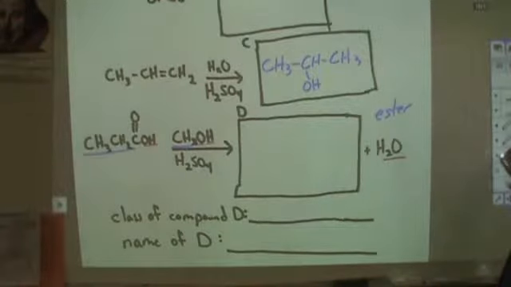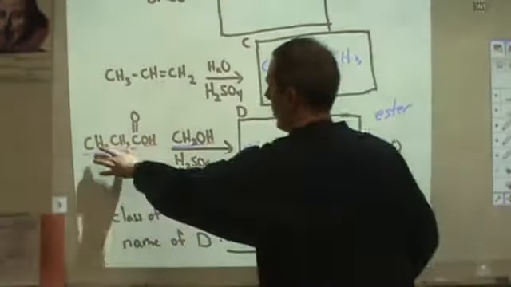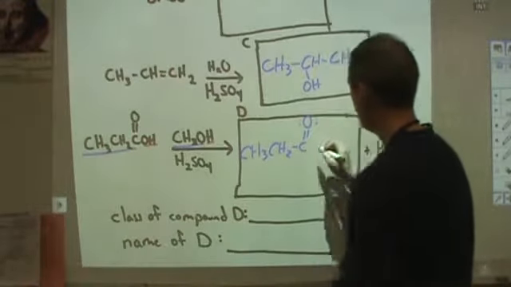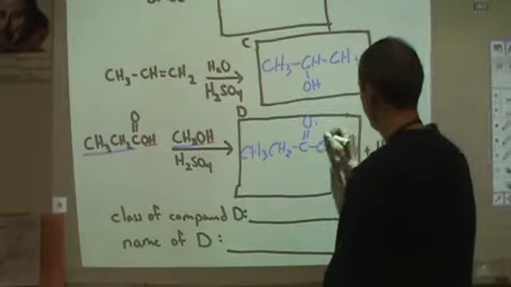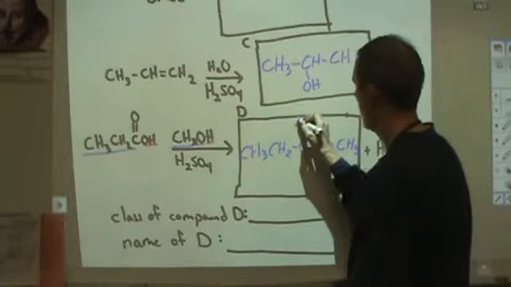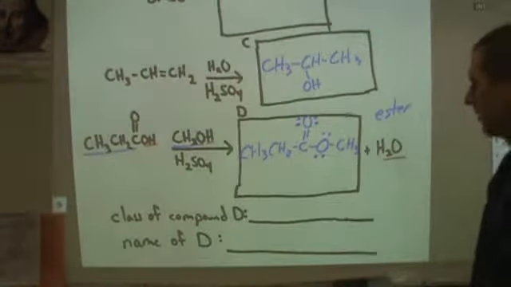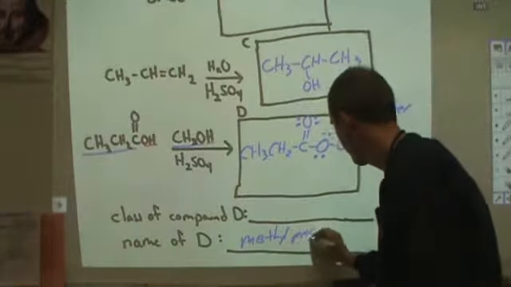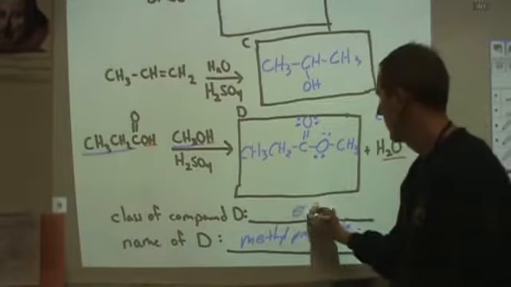The mechanism for that happening is much more complicated than that. But what we're going to basically end up with is we're going to take this component in blue, and then attach the oxygen component of this to complete our ester. There we go. So we would have methyl propanoate as our compound, and the class of compound would be an ester.